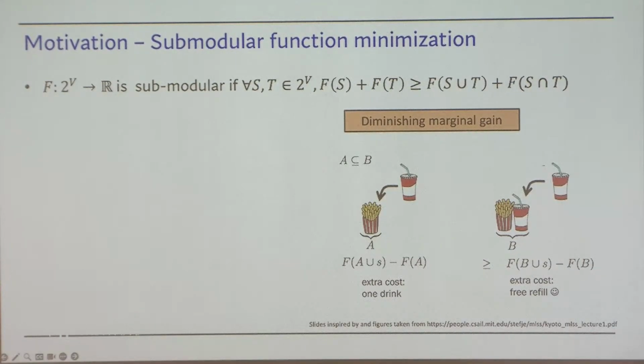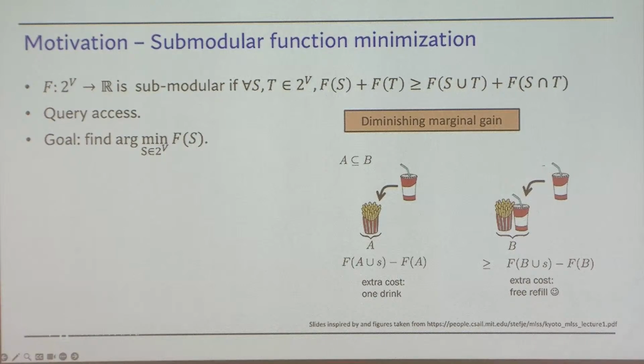Think of it like you go to a restaurant and order some items. If you order chips and you order a drink with it, you pay for the drink. But if you already have a drink, then you get a free refill, so you pay less. That's the idea. Because even to specify the function you need exponential size, you usually do not look at it directly. You usually look at this function from an evaluation oracle perspective, so you have query access to this function. And the goal in this talk is to find a minimizer of this function, as opposed to a maximizer, which Andrew talked about.